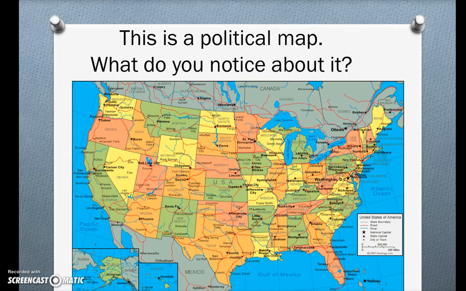This is a political map. What do you notice about it? Look at the map key that I'm circling. Within the key, you'll see information about boundaries, cities, and some extra information like the map scale.